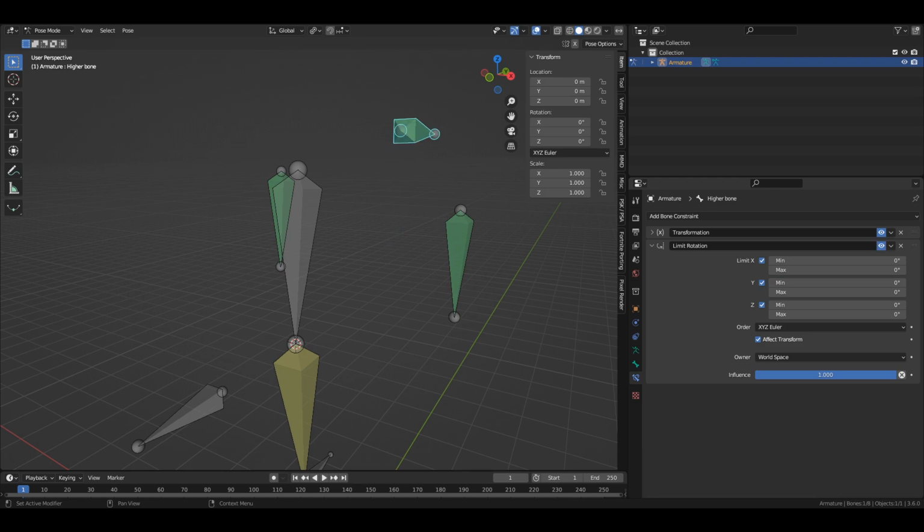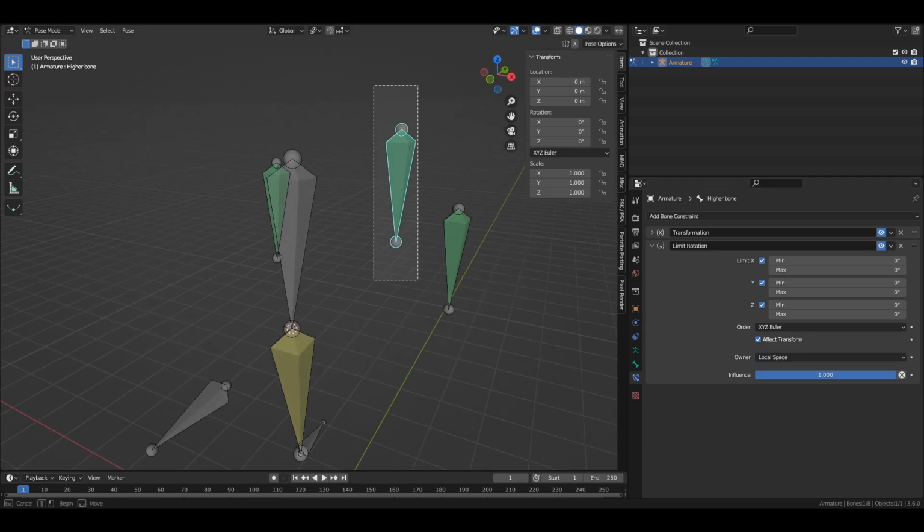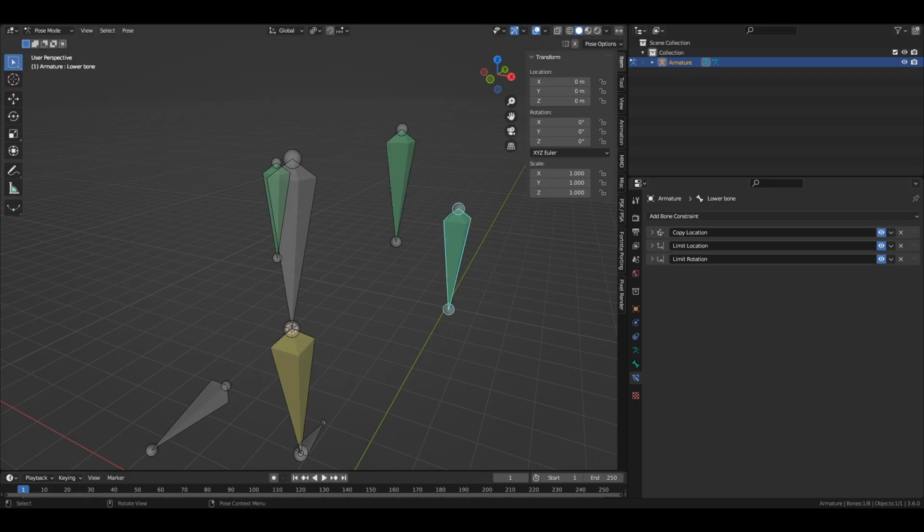And if you deactivate it, it will basically snap it back to the original. So this needs to be this way, okay? Also, now let's go to the lower bow.